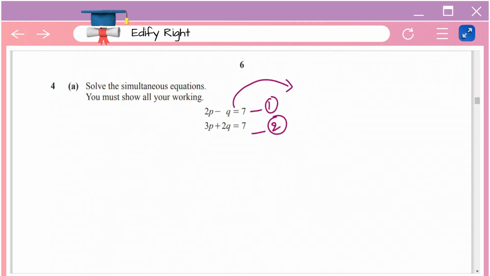So let me just do it here. Here we have 2p minus q equal to 7. So I'm going to isolate q and take everything else to the other side. So I'm going to bring the q over here and 7 over here. So that will be 2p minus 7 equal to q. So that's the value of q.